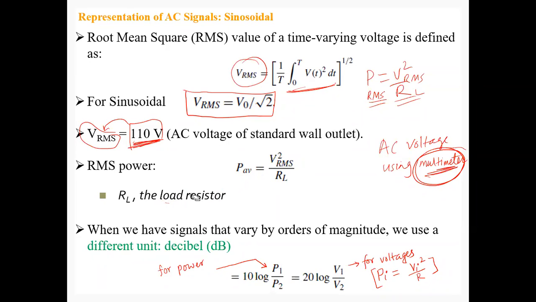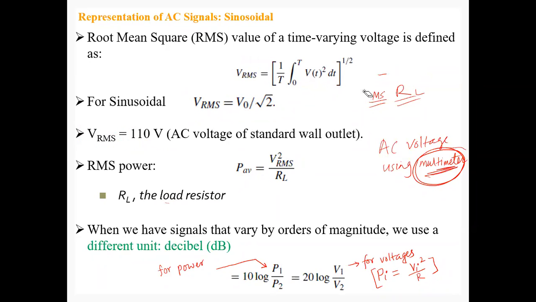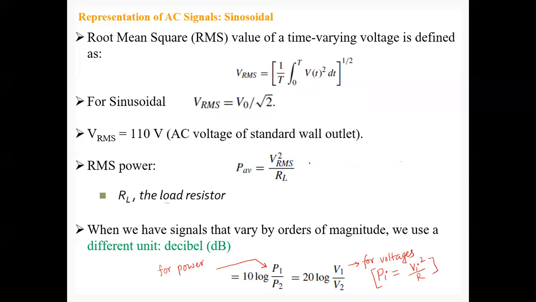So we talked about two things here: voltage and power. Power is in watts, and voltage is in volts. Sometimes we express them in terms of a different unit, which is decibel.